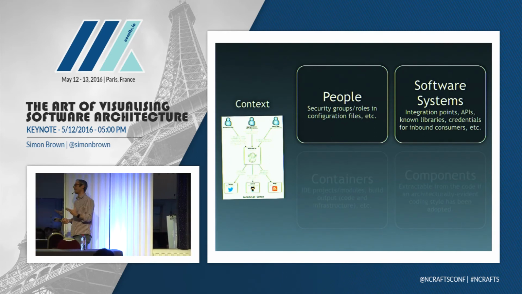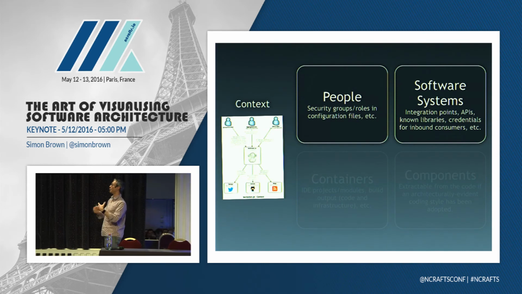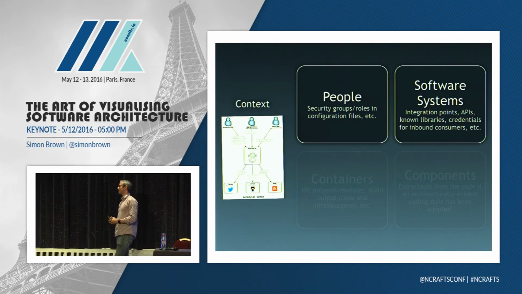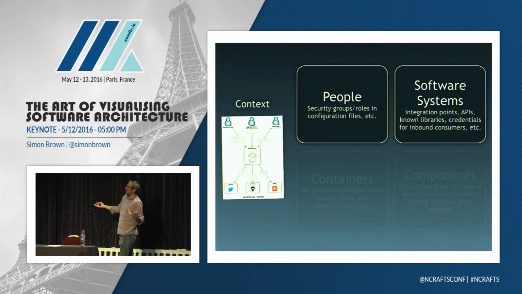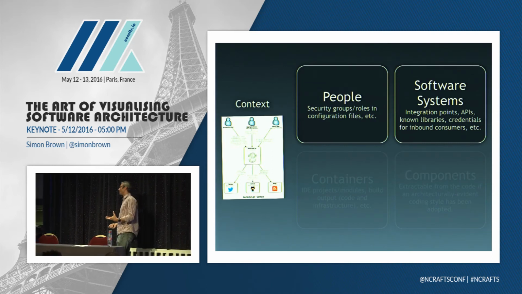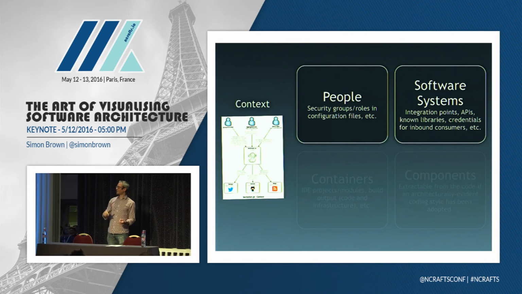If I want to draw something like a context picture, here's your system and stuff around it, can I get a list of your users, your people, your roles from looking at the code base? And the answer is, well, maybe. If you're building a web app, maybe you have a configuration file that maps role types to URLs. Maybe there's an enumeration in your code that lists your user types. Maybe there's a database table. We're going to have to work hard to get that, but it's possible.